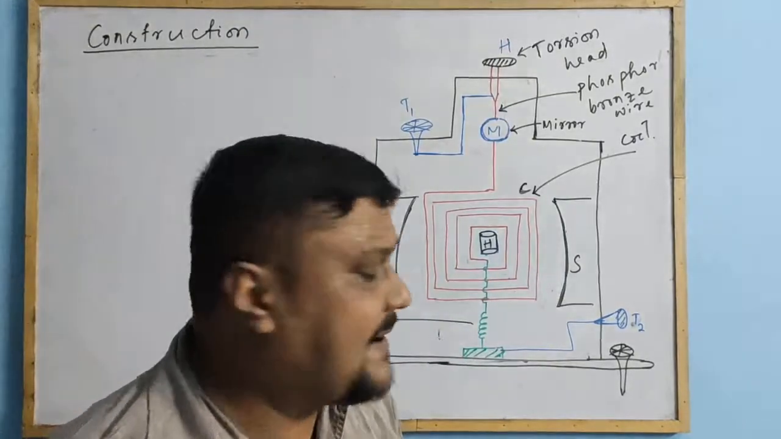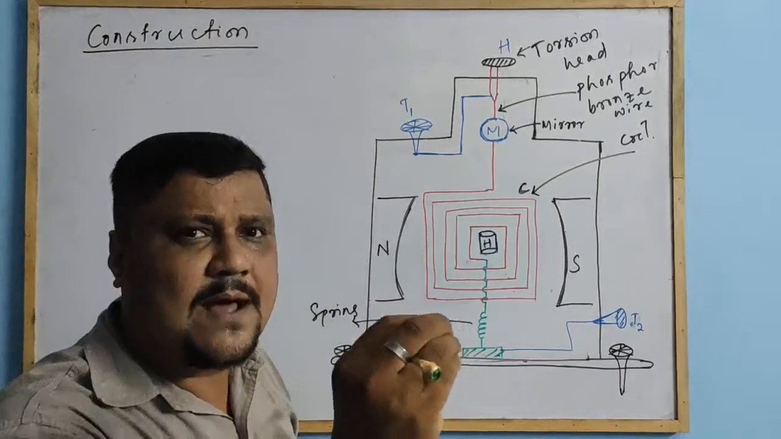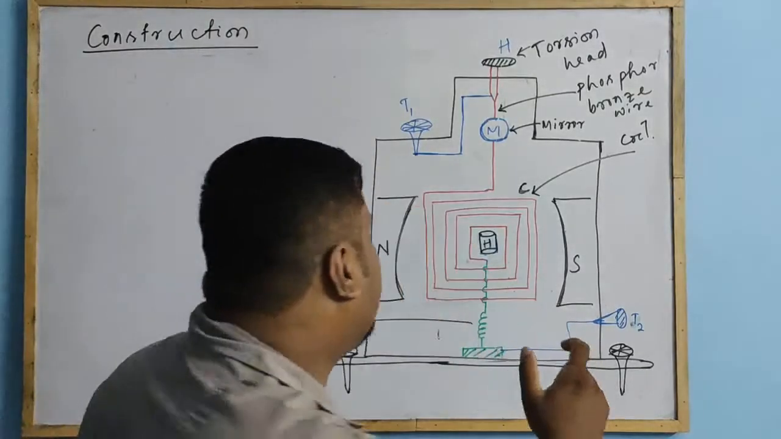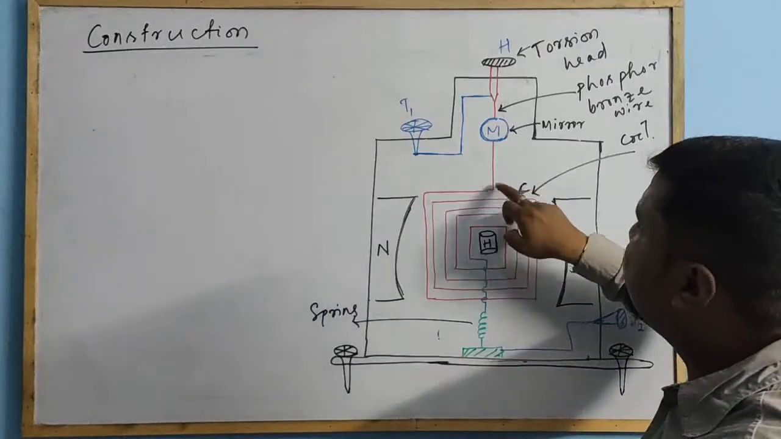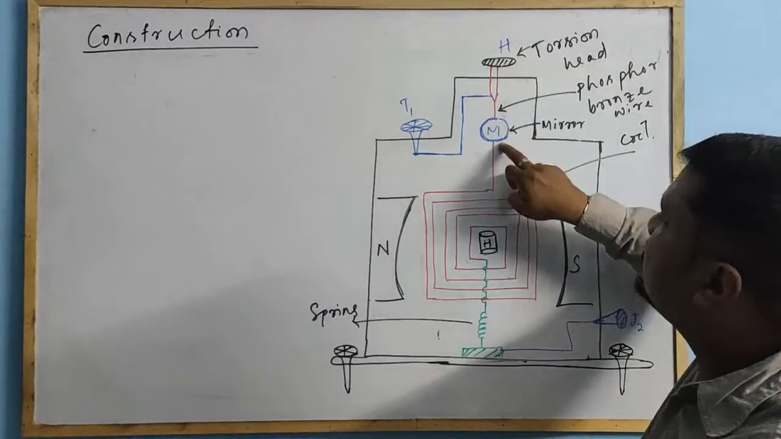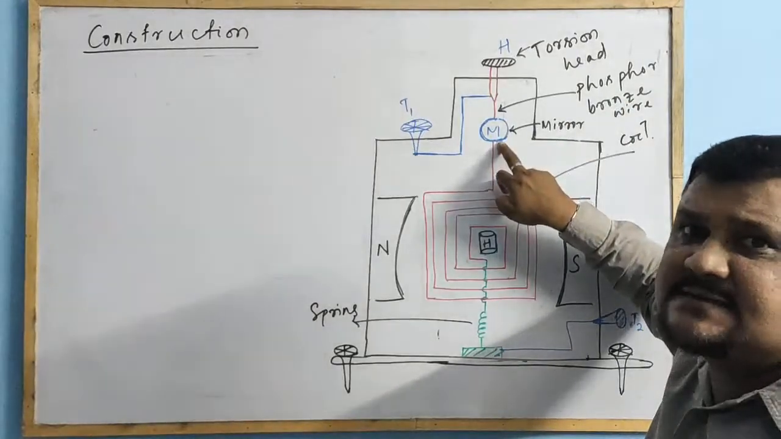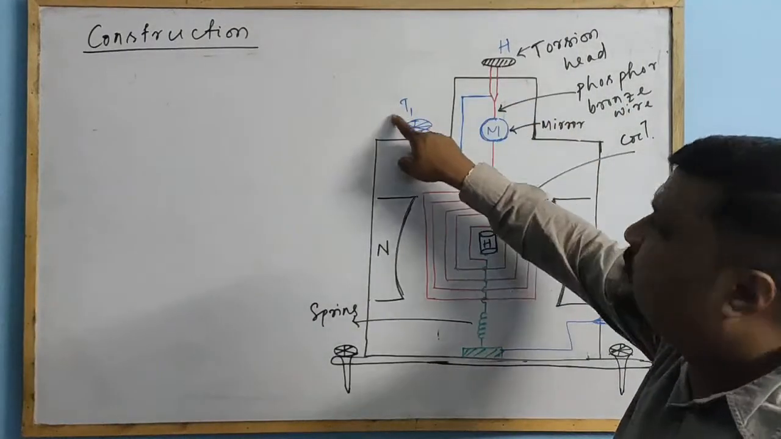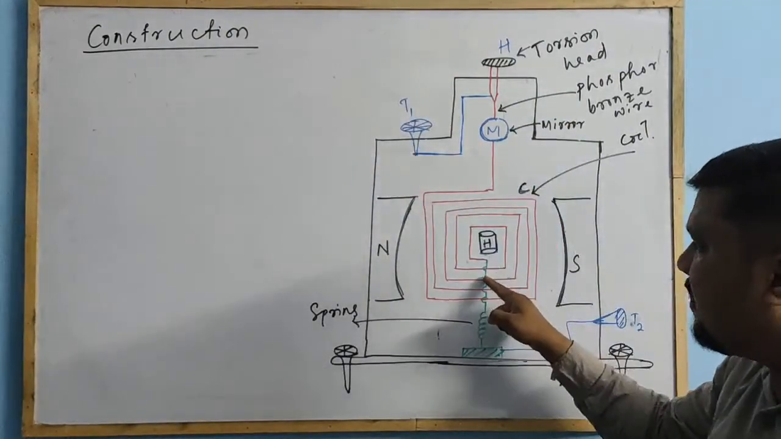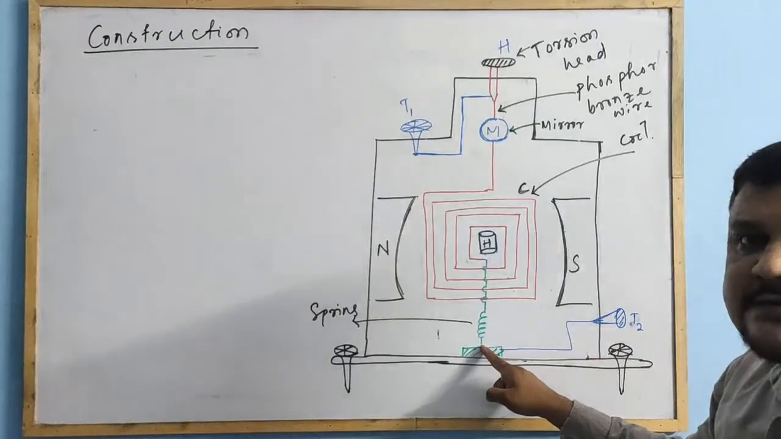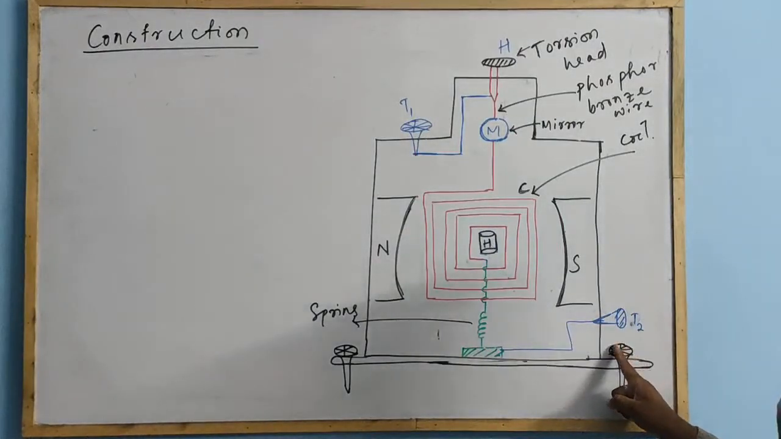Within the frame of the coil, these are the constructions. Let me show again within one minute. There is a coil. One end of the coil is connected to the torsion head through the phosphor bronze wire, and a mirror is attached. One end is connected to the external terminal T1. The other end of the coil is connected through a spring to the other terminal T2.